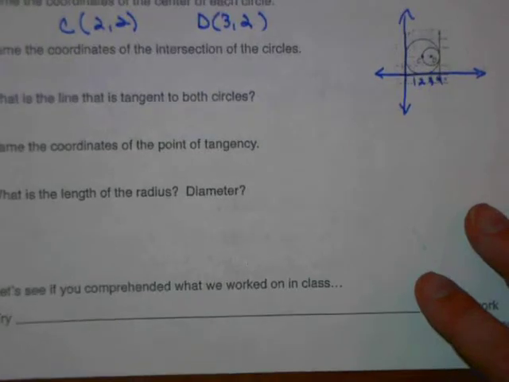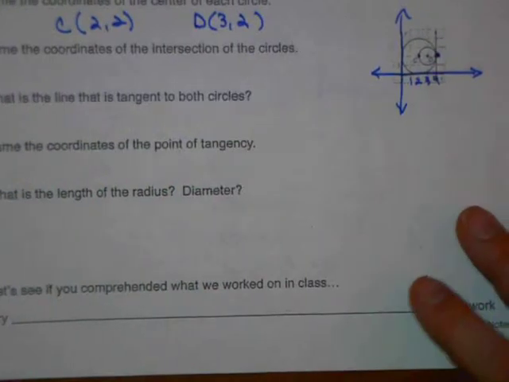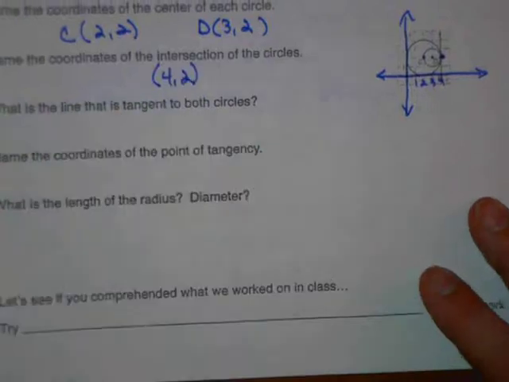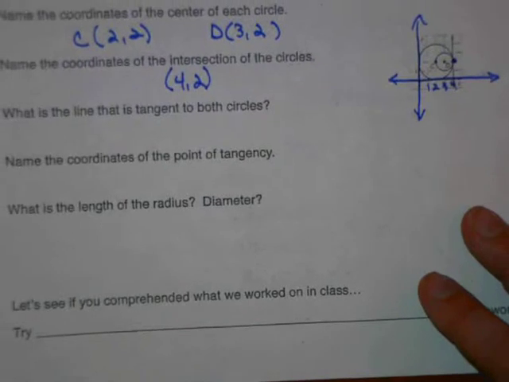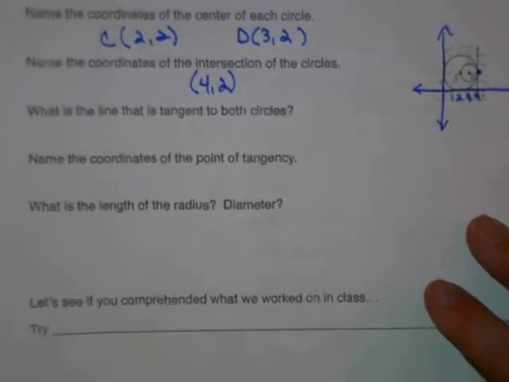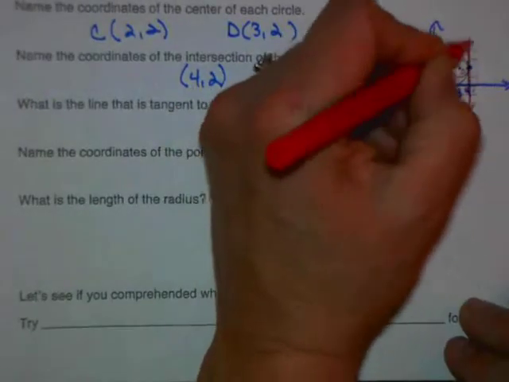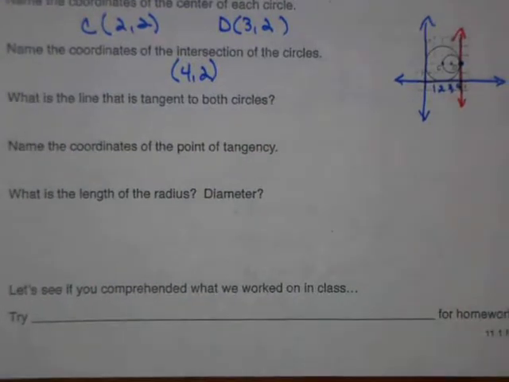Name the coordinates of the intersection of the circles. The only place they intersect is right here. So what's the coordinate of that right there? 4, 2. What is the line that is tangent to both of the circles? So that would be this line right here. And you can't really see, oh, we don't have letters. How can we write what that line is? We could write the equation of the line, but it's not line 4.